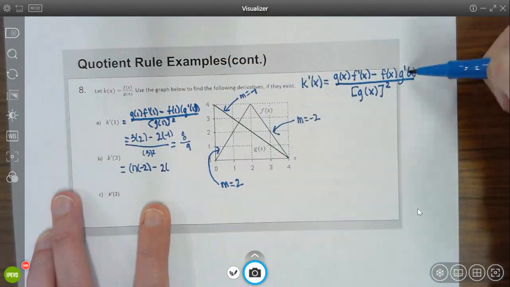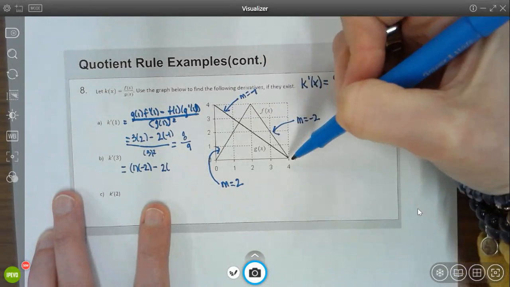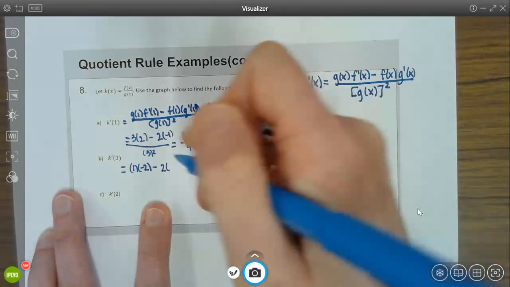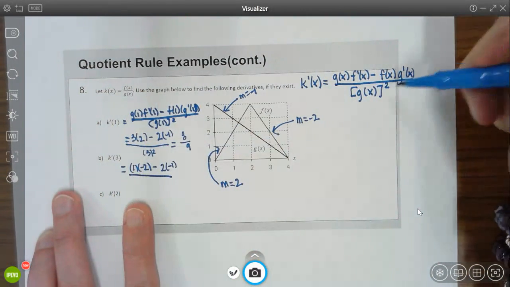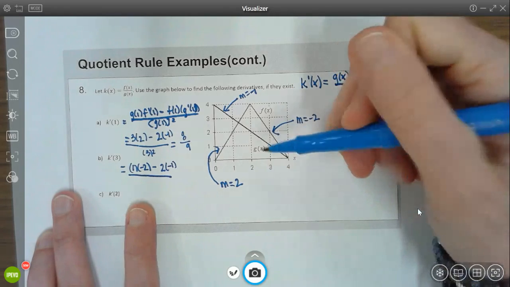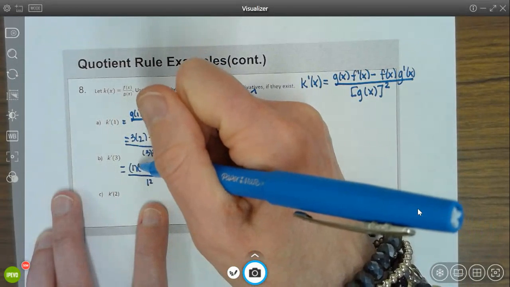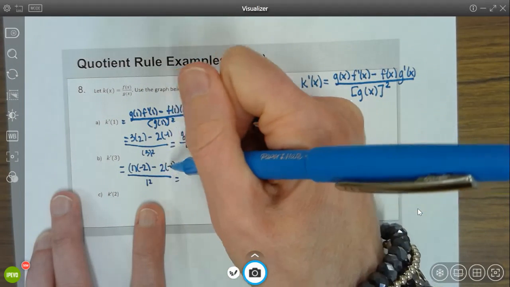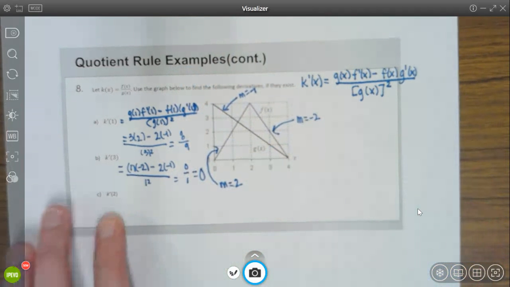And then g prime of 3, again, anybody on the g of x had that slope of -1, all over g of 3 squared. So again, when x is 3, g of x was 1, so that's going to go all over 1 squared. So I'm going to get -2 plus 2, so I'm going to get 0 over 1, and that'll simplify to just 0.